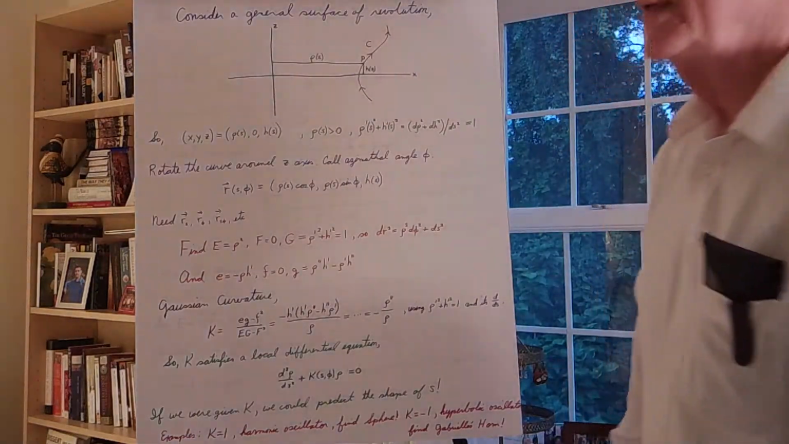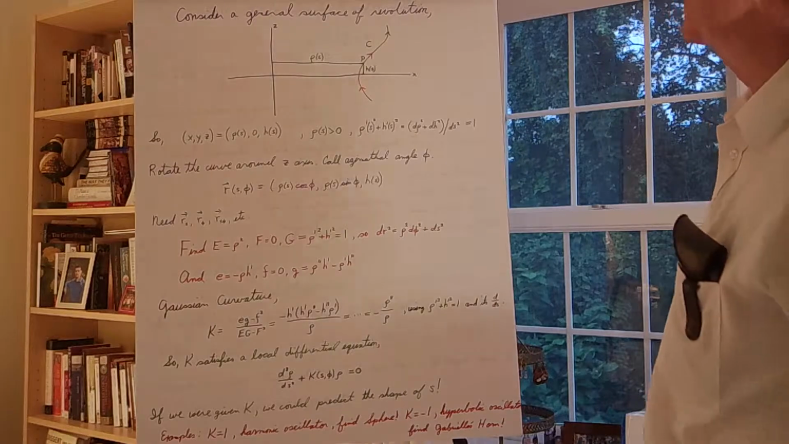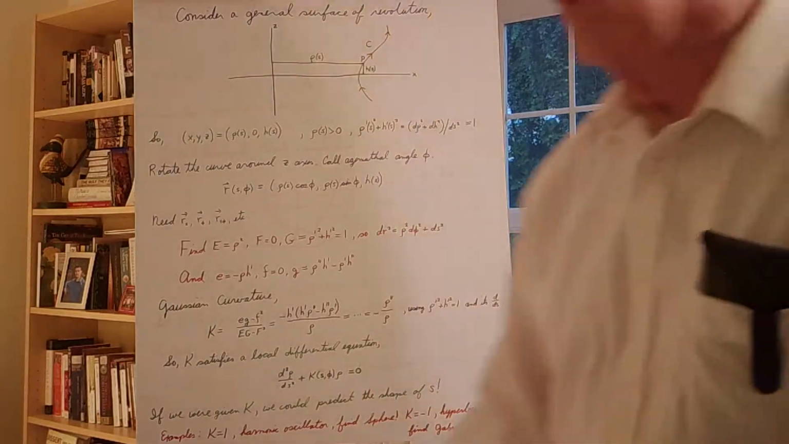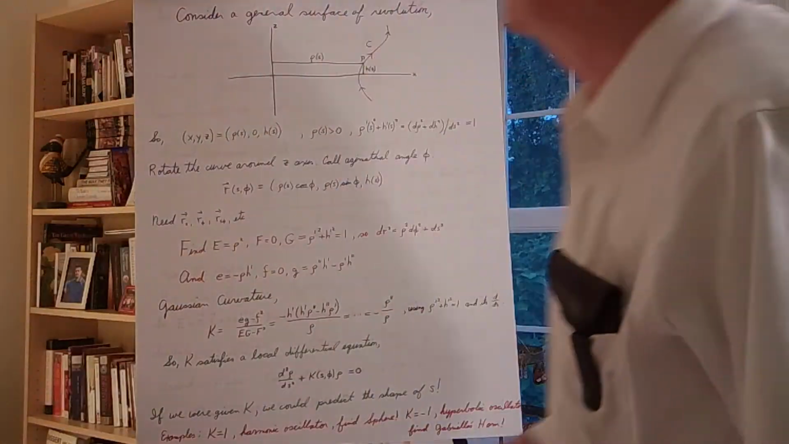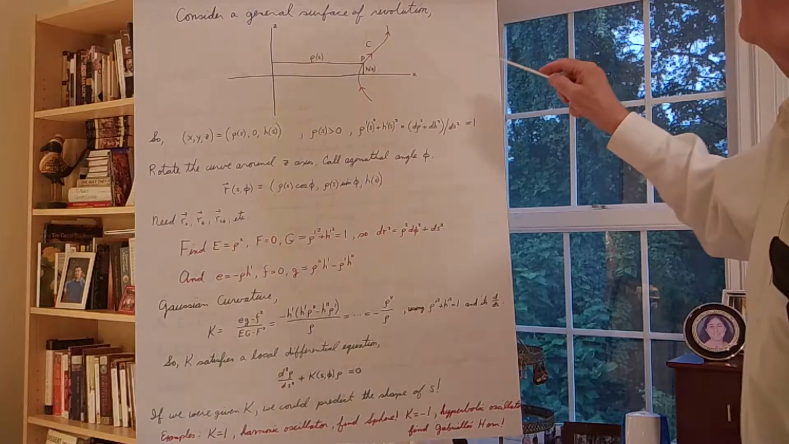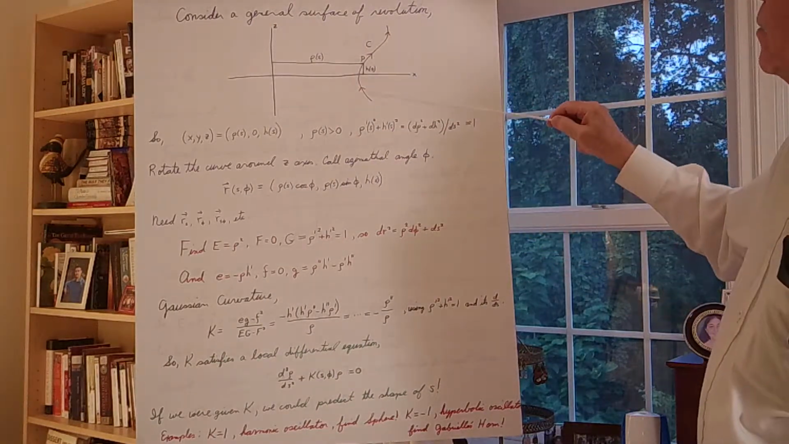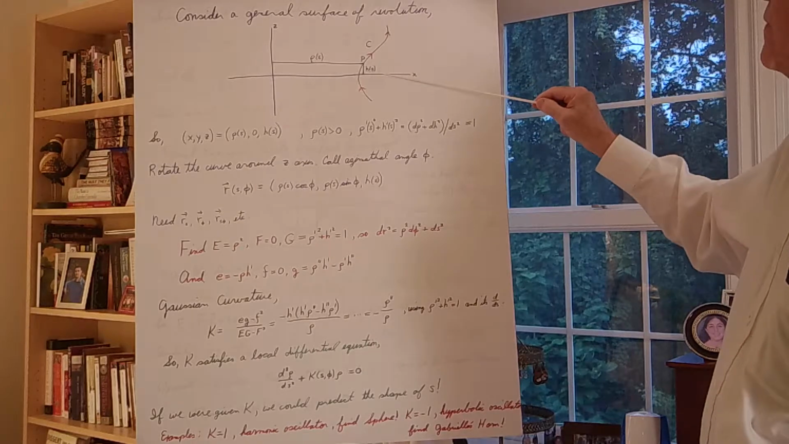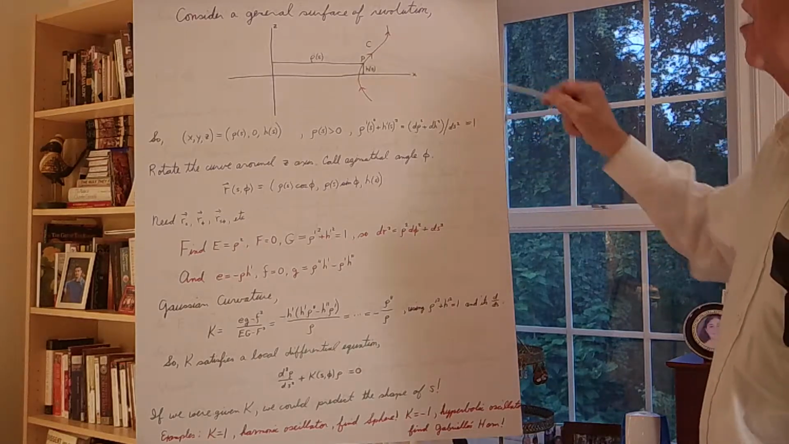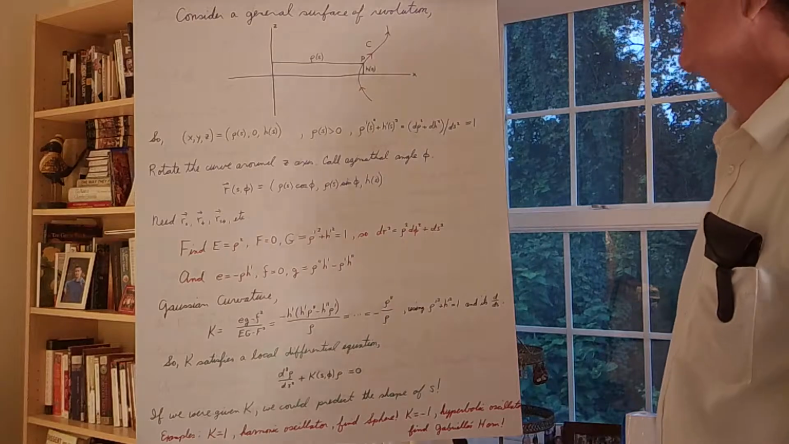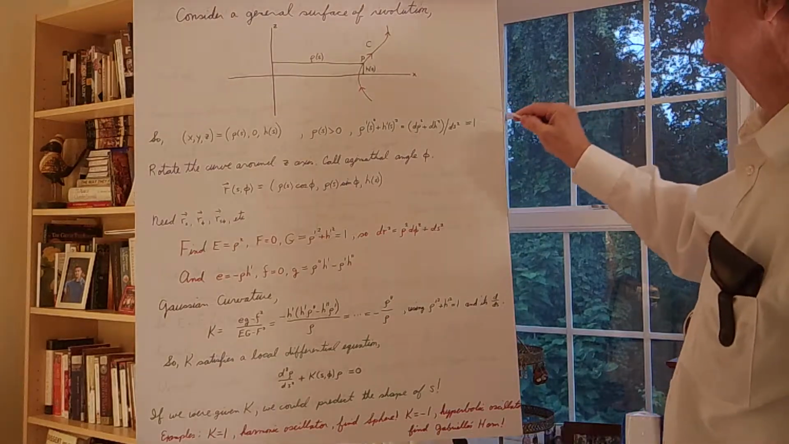Okay. So now let's look at a general surface of revolution, not the particular case of a torus. So I'll have here a curve in the xz plane, which has a height h of s and a radius rho of s, and I'm going to let s be the arc length of the curve c.